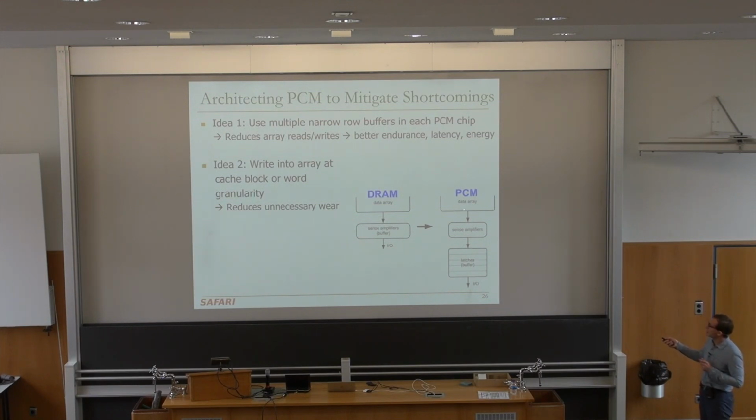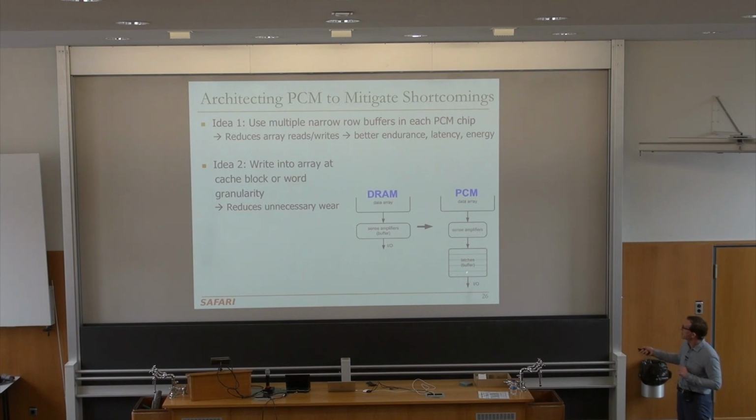So what you can do now, you can have a narrow sense amplifier, but you can have many of them, like a buffer over here, and you can manage them as a cache. And that's exactly what we did. We use multiple narrow row buffers in the PCM chip. This reduces array reads and writes because now you can actually manage this nicely, hopefully, as a cache internally in every bank. You could potentially do it at the subarray level also, but we didn't do it in this work. Okay, so that's one thing.